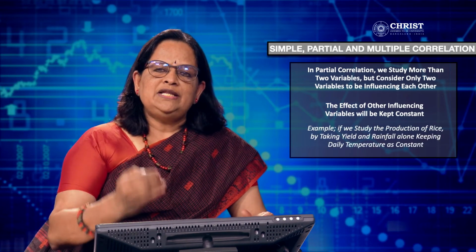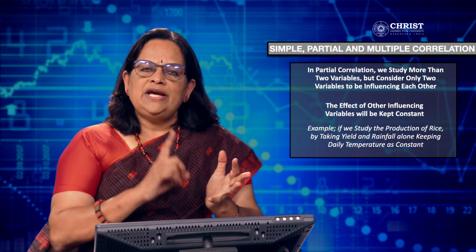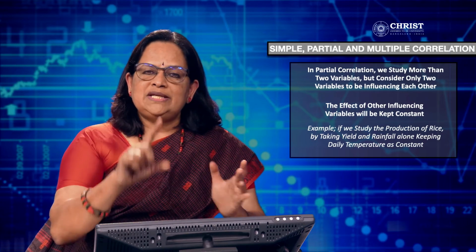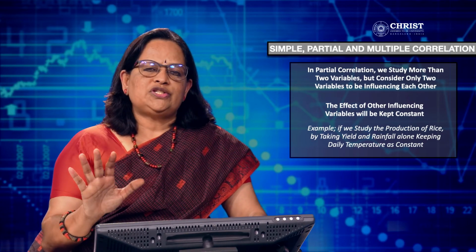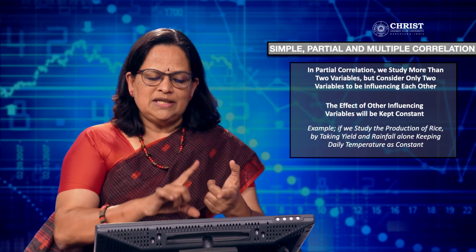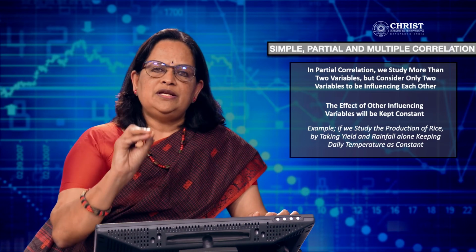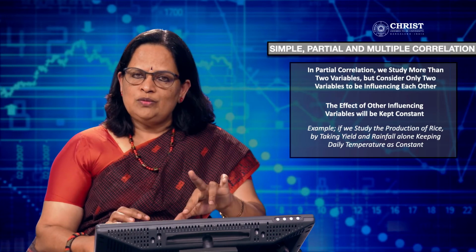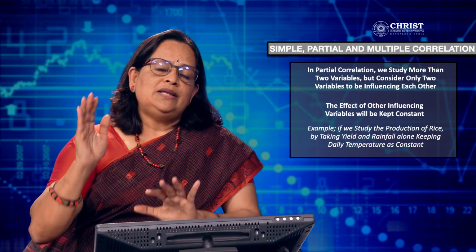If I give you an example, it will be more clear. If we study the production of rice, taking only yield and rainfall, but we see that temperature is kept constant. There is no variation in the temperature. That means temperature is constant. So by considering only two variables, that is yield and rainfall, on the effect of production of rice, it is called partial correlation. More than two variables are studied, any number of variables we are considering, then all other variables we say are constant, there is no change in the values.